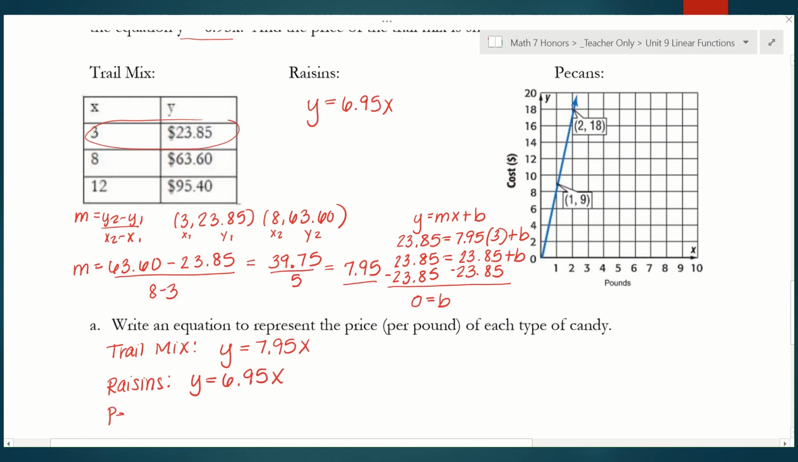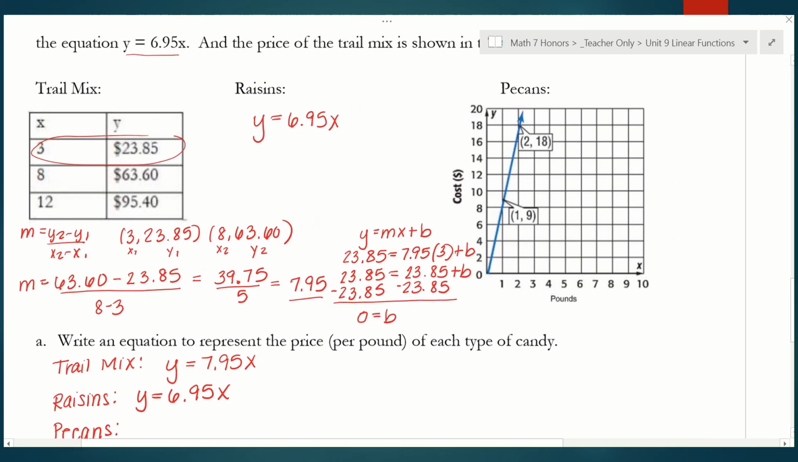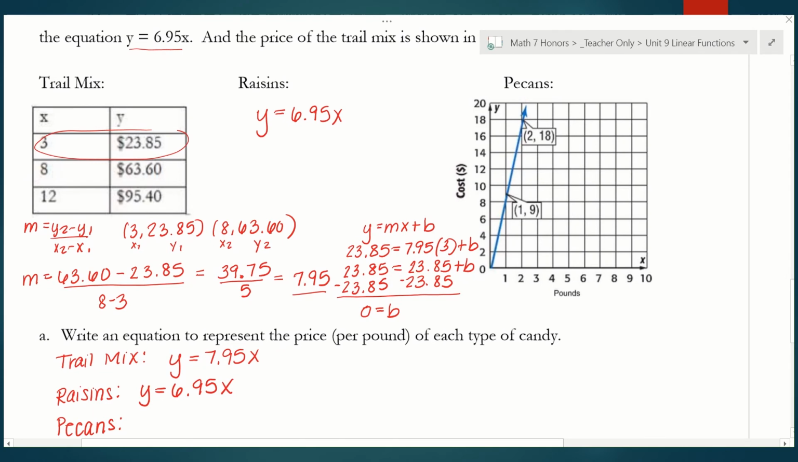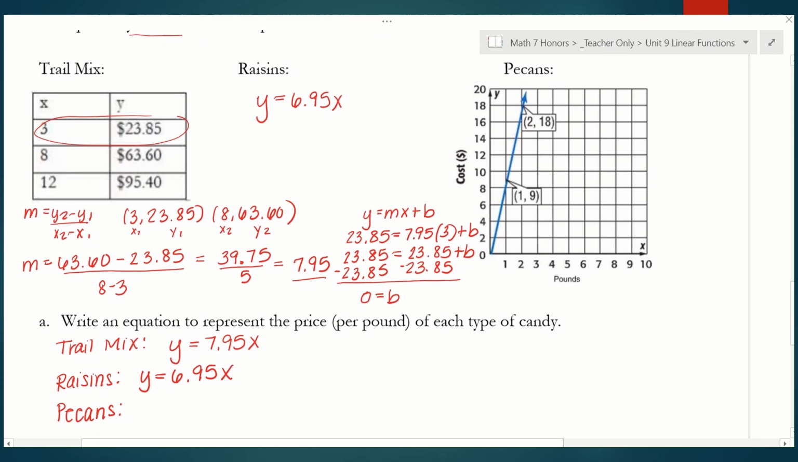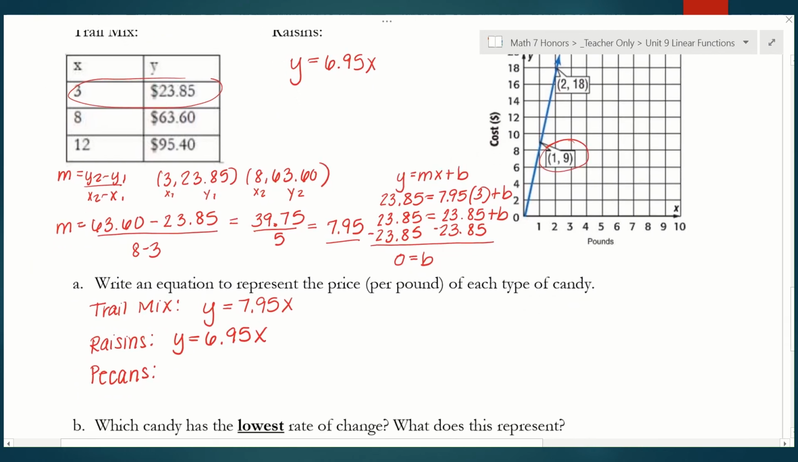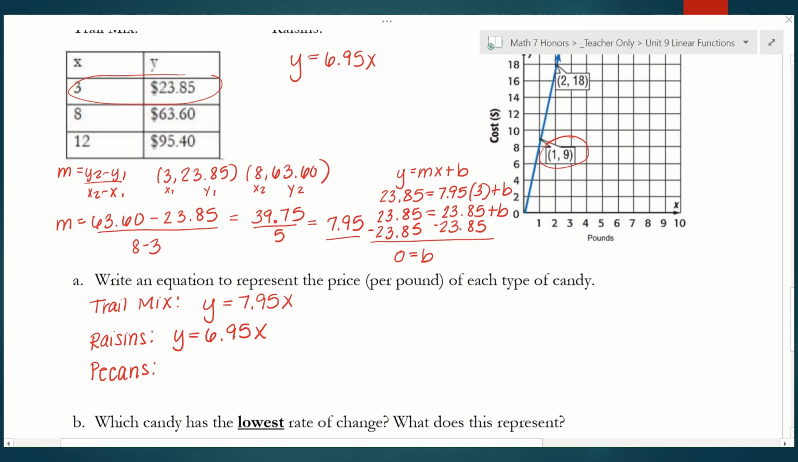And pecans is our last one, so we're going to figure that out from the graph. All right, so if I go over here to the graph, wonderful. It is a proportional relationship. It's a straight line through the origin. So what I can do is pick out that point (1, 9), that unit rate, which means that it's $9 per pound. So I know that my slope is 9. And then because it's proportional, I know my y-intercept is 0. So the equation for pecans is just y equals 9x.